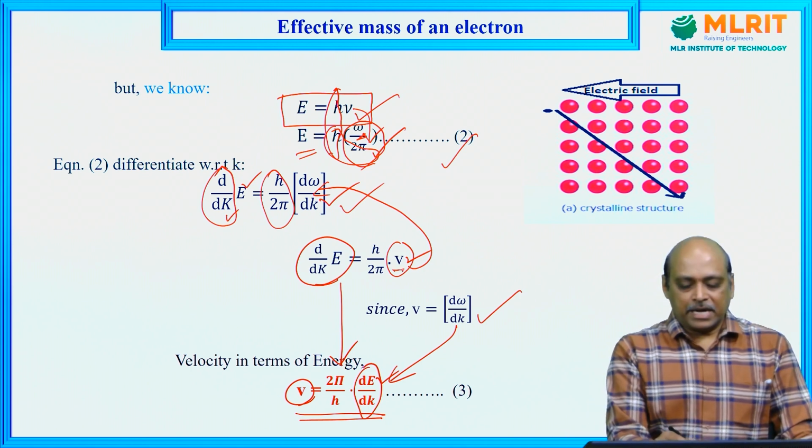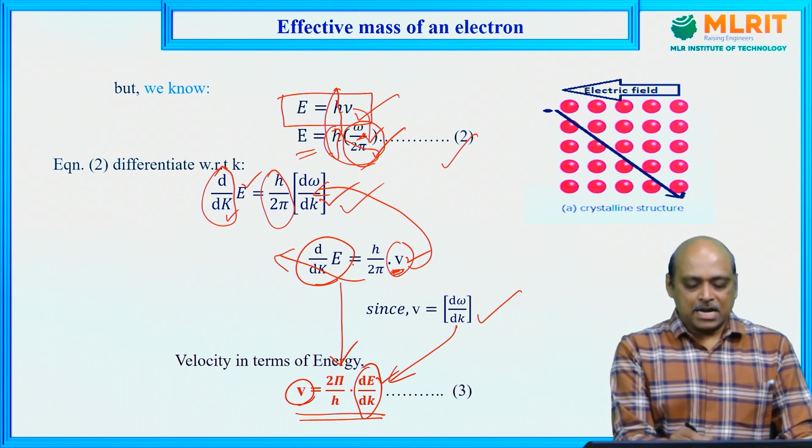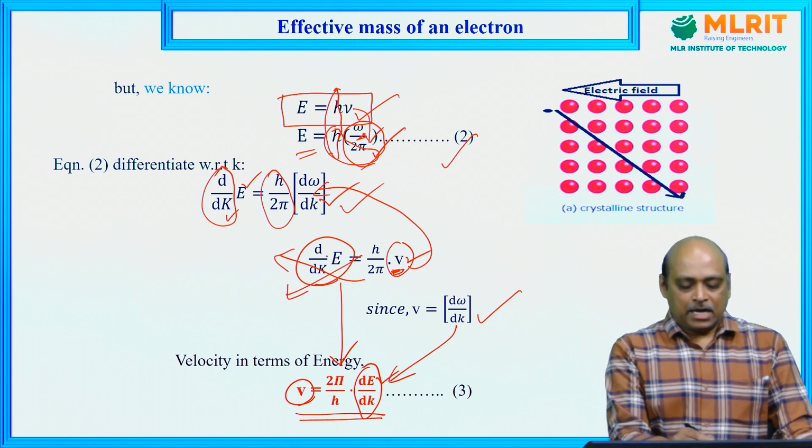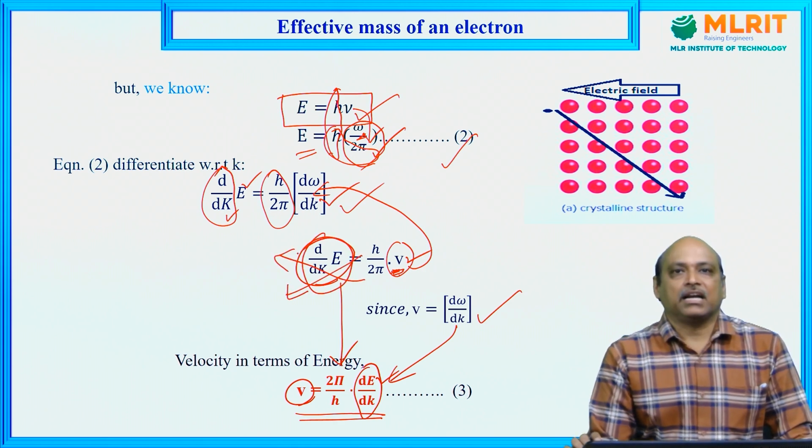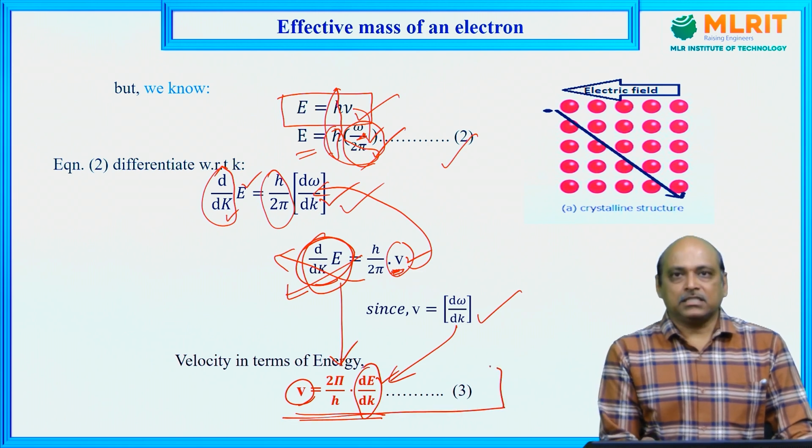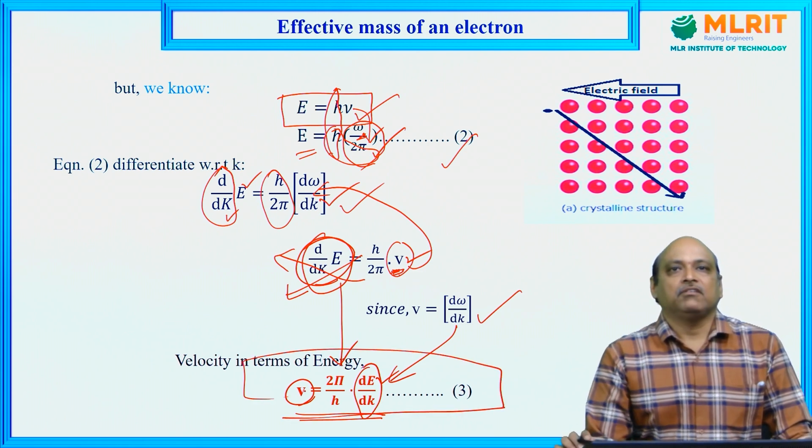Here I am writing the v value. V value is nothing but what? 2 pi will go this side, h will come this side. And dE by dk as it is we are writing. That's why we got this expression. Equation 3 we got.